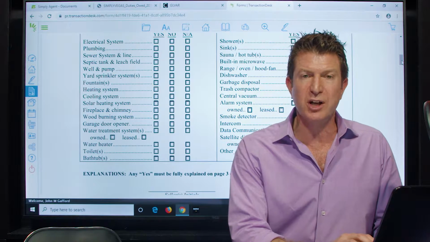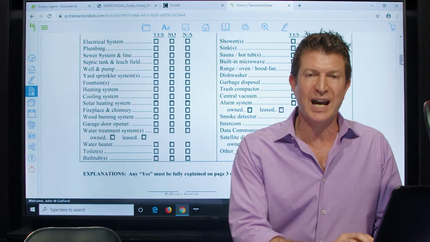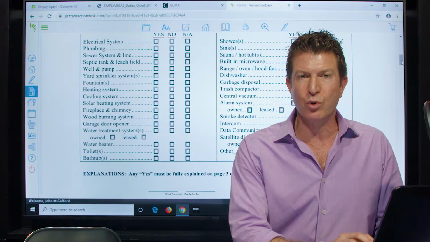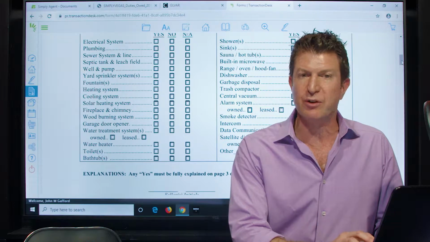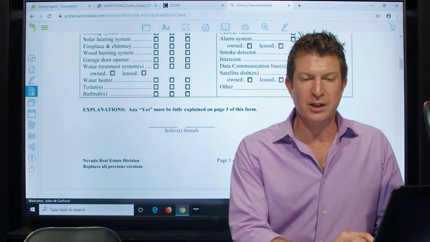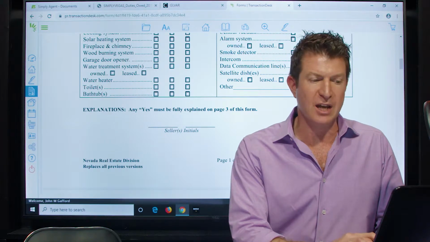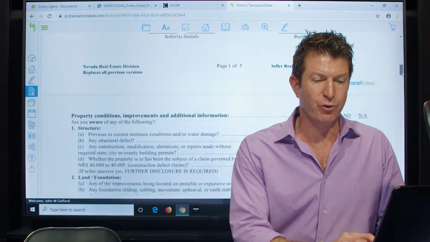Something else that is incredibly important with this form is every box has to be checked. You cannot leave a box blank. It will cause a red flag. It will get sent back to you when a buyer's agent reviews it for their client. If there's no other, then you're simply going to mark non-applicable in the other section. And obviously the seller needs to initial the bottom of the form.